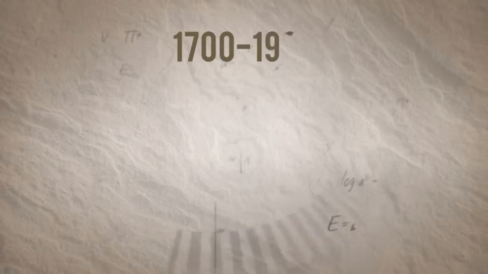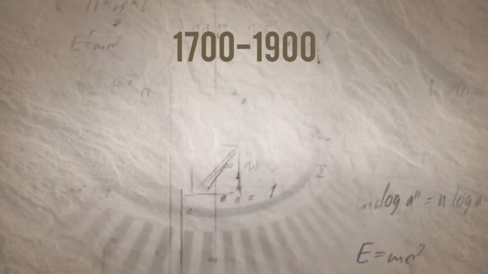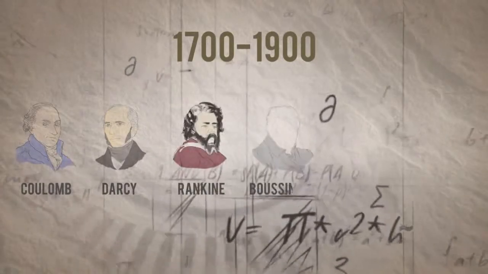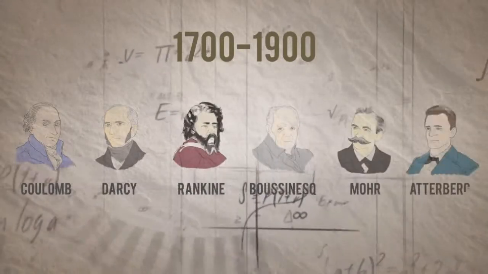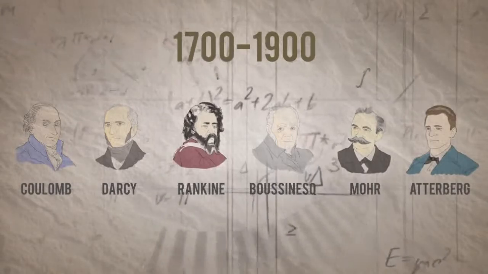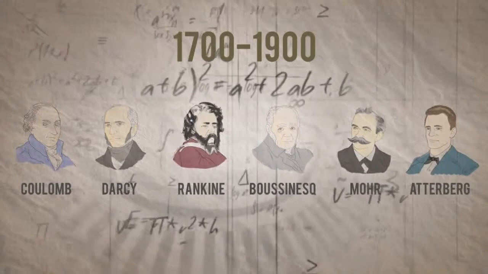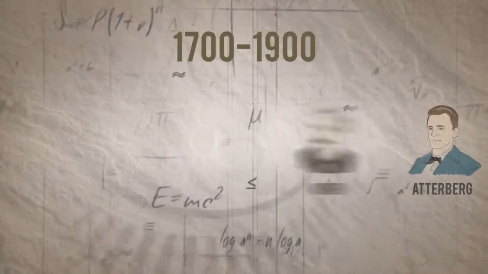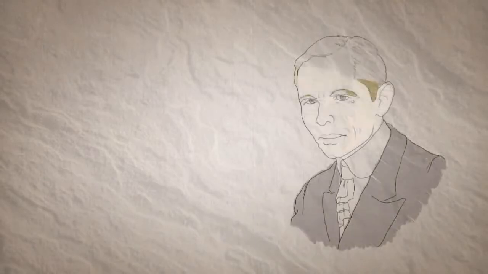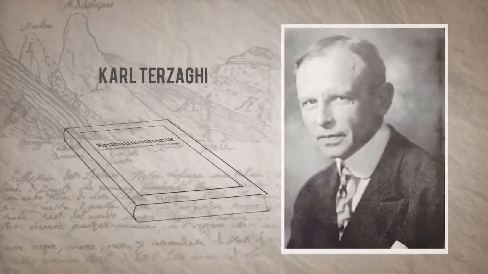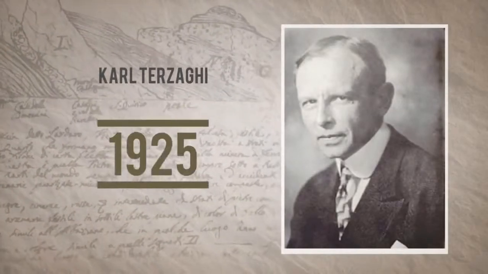From the early 1700s to the early 1900s, scientists such as Coulomb, Darcy, Rankine, Boussinesq, Mohr, and Atterberg published fundamental theories on soil mechanics and water flow through soil. Several prominent organizations and societies were formed in the early 1900s to advance this field of civil engineering. Particular recognition is given to Karl Terzaghi, who is considered to be the father of modern geotechnics with his classic book on soil mechanics published in 1925.